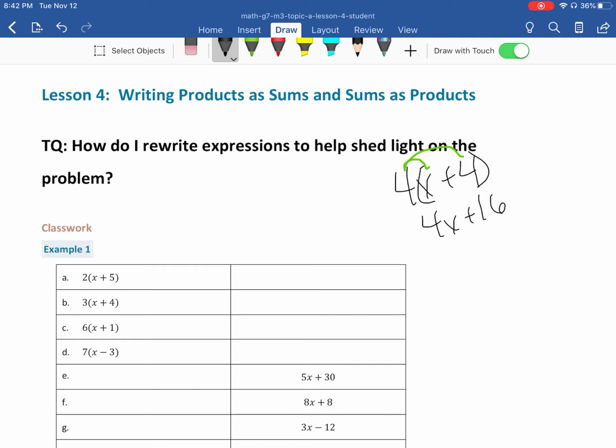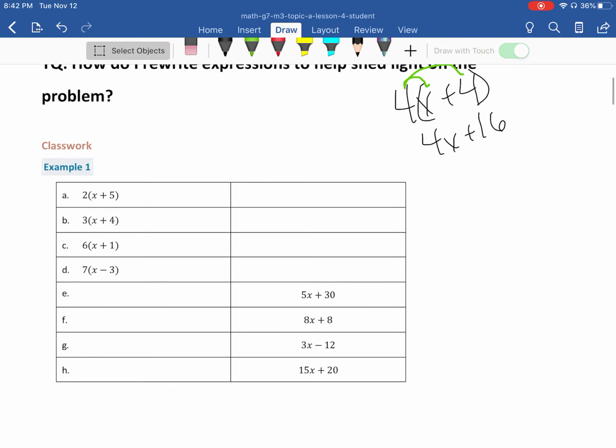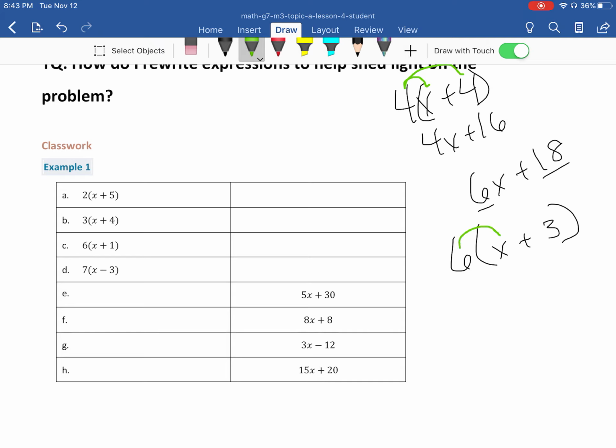Now on the next four, let me scroll down some so you can see them. On the next four, I want you to find the greatest common factor, and then that will become your first number. So let's say we have 6x plus 18. So the question you ask is, what is the greatest common factor of 6 and 18? That would be 6, so that becomes my first number, and then my parentheses then becomes the next two numbers. 6 times x equals 6x, and 6 times 3 equals 18.